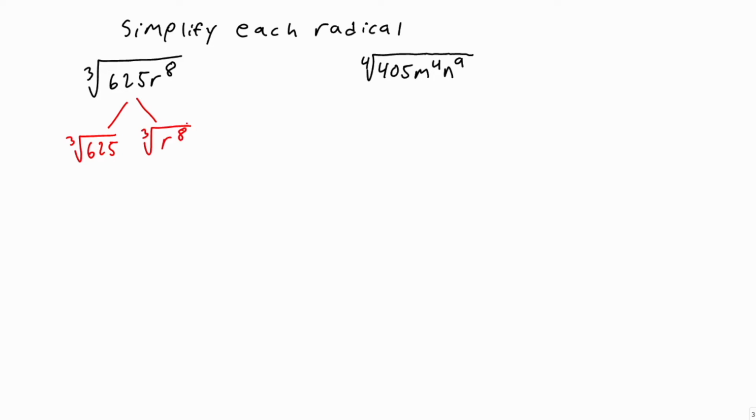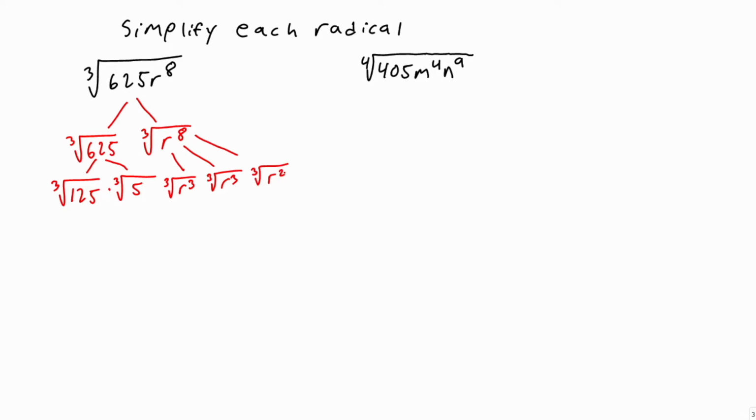So for the cube root of 625, we need a perfect cube we can divide out of 625. That's going to be 125. And 625 divided by 125 is 5. And then r to the eighth. So how many r cubes are in r to the eighth? Well, there are 2 r cubes. And r to the third, r to the third, that's r to the sixth. So we're going to have 2 left over.